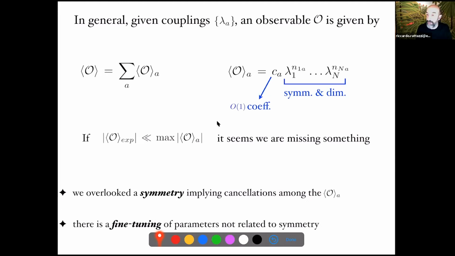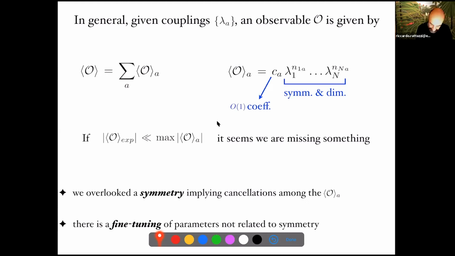What can happen in this situation? Well, there are two possibilities. Perhaps we overlooked a symmetry: there is some symmetry that relates these two contributions that cancel one another, so they should be packaged together and considered as just one contribution that is small. Or maybe there is really no symmetry we can think of, even including all the symmetry transformations of the parameters, that relates these two contributions. In this situation, we say that there is some fine-tuning.